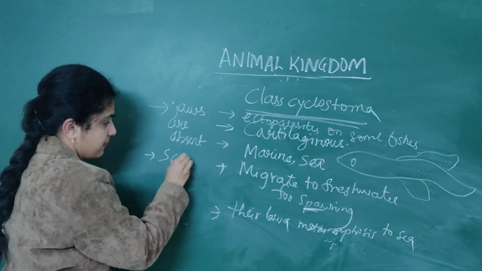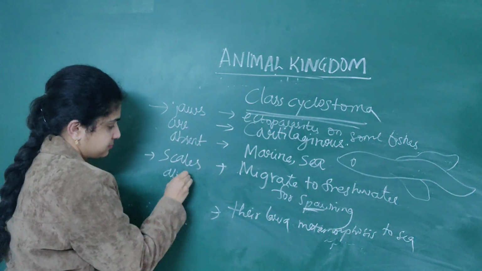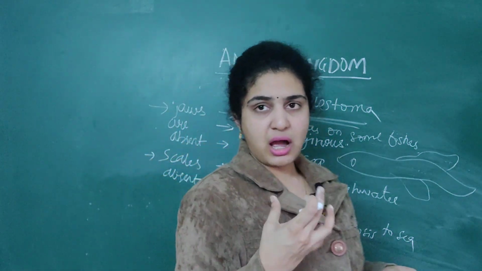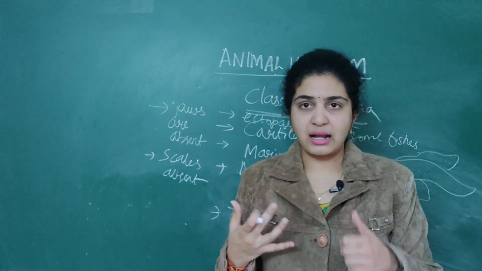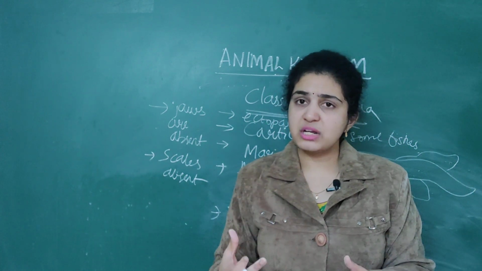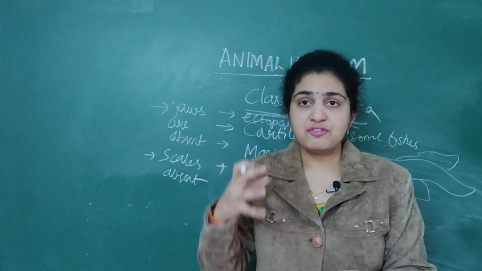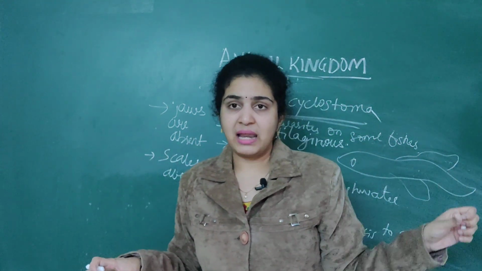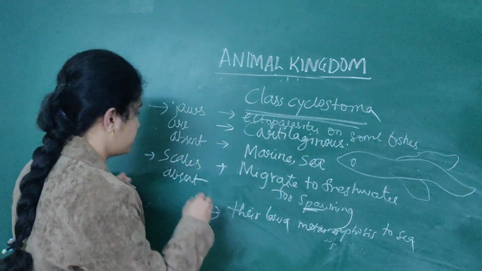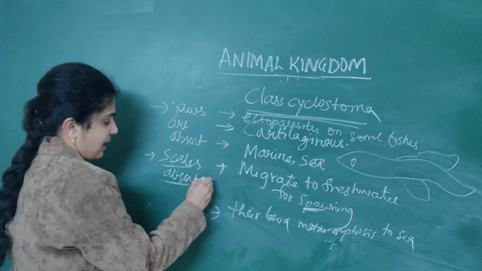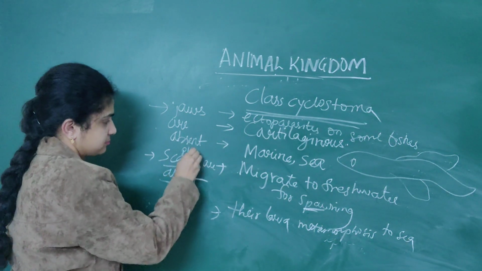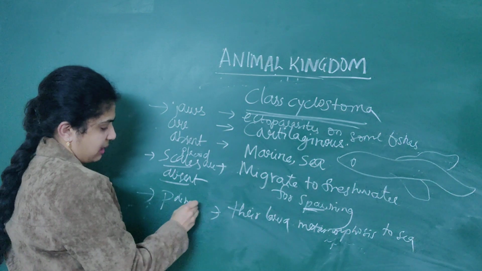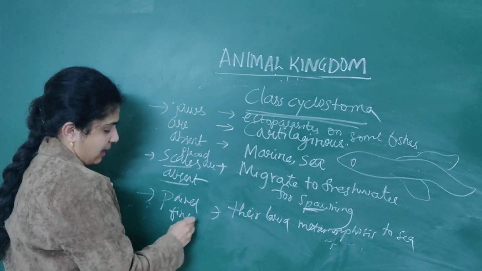Scales are absent. Placoid scales means which are sharp and all. The body should contain scales, right? For numerous fishes you see scales. But if scales are absent, that is class Cyclostoma. So placoid scales are absent. And paired fins also are absent.